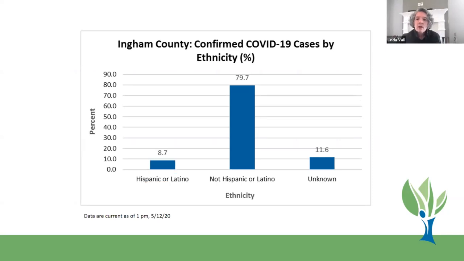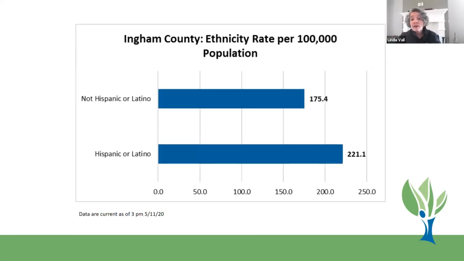So we also started tracking confirmed cases by ethnicity. I've only got this county-wide. I don't have it for the 48911 zip code because we have a lot of missing data, and that gets even more problematic with smaller numbers. So 8.7% of our cases are in Hispanics or Latinos, 79.7% in non-Hispanic Latinos, and 11.6% are unknown. If you look at the prevalence rate, we're at about 175.4 for our non-Hispanic or Latino population, and 221.1 for our Hispanic or Latino population.